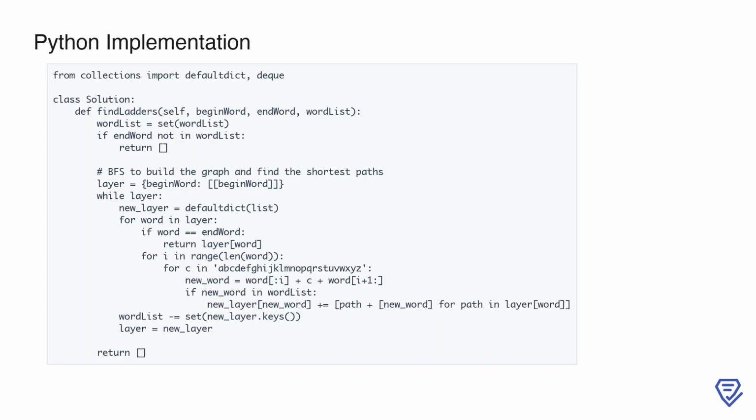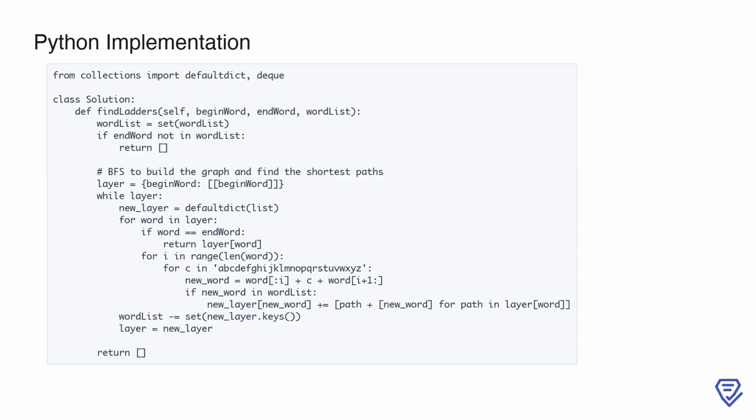This implementation solves LeetCode problem number 126, Word Ladder II, which involves finding all shortest transformation sequences from a start word to an end word using a given dictionary of valid words. The solution uses a BFS-based approach for efficiency. First, we convert the word list to a set for faster lookups.